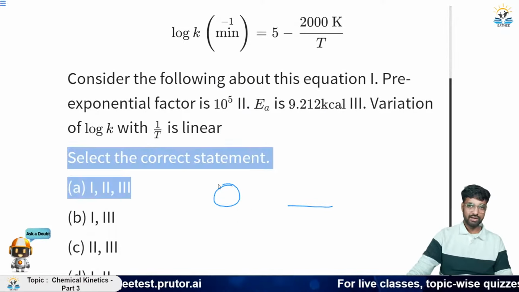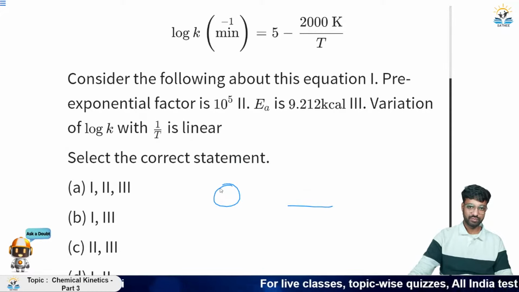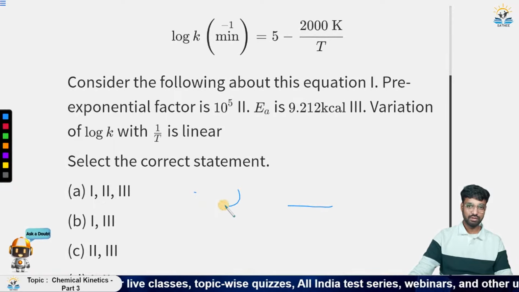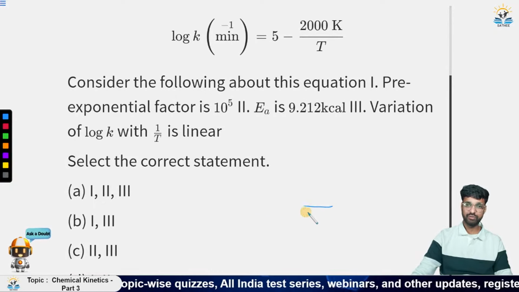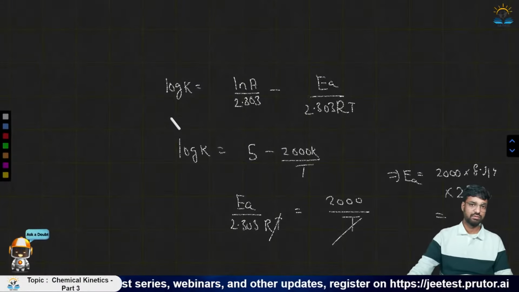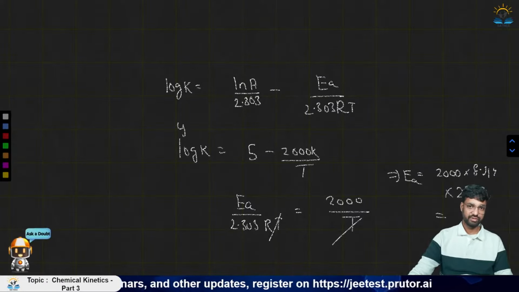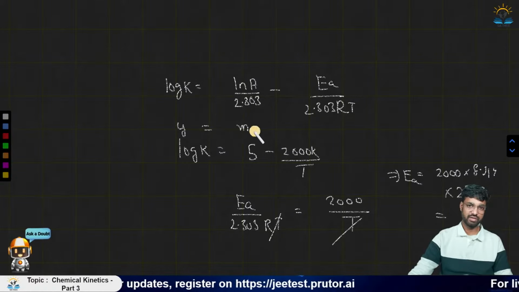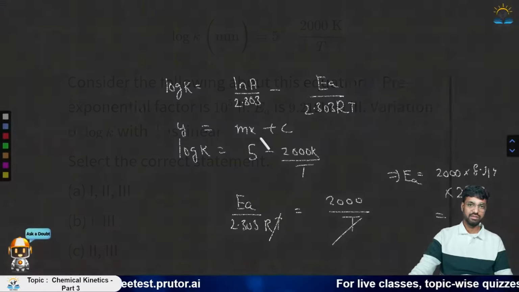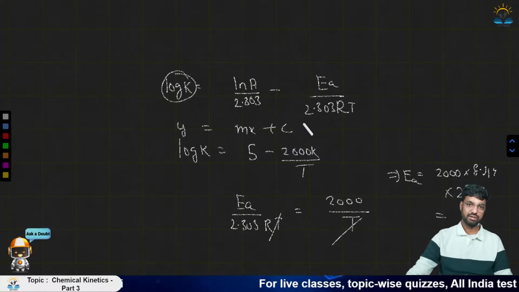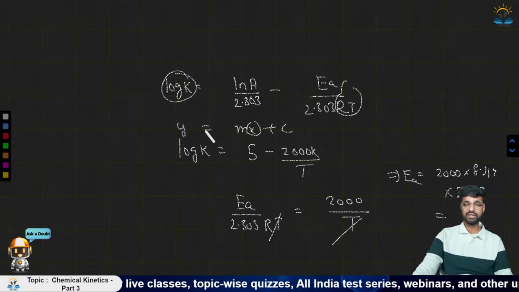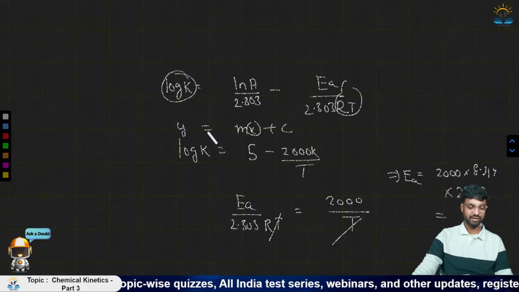Now what about this last statement that we have here? It says that the variation of log k with 1 by T is linear. So we have seen earlier also. If you see this graph, y is equals to mx plus c. So if you compare it with this equation, you can see very clearly that y is log k, and x is 1 by T. So it gives the equation of a straight line, although it has a negative slope, but it is linear.